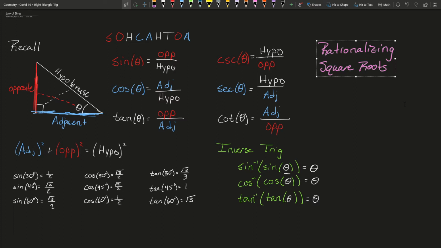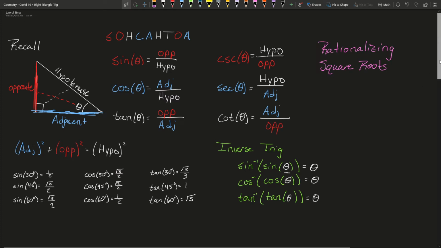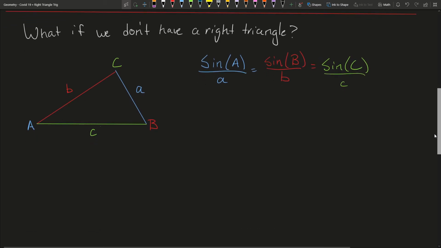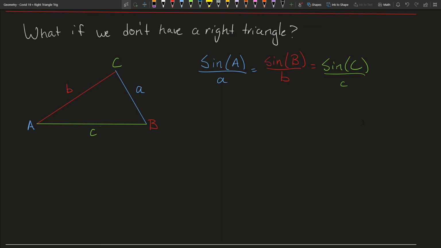Okay, what we're going to do today is get into triangles that are not right triangles. So what if triangles don't have a right angle? Well, if they aren't right triangles, then we can get this kind of pattern, which is called the law of sines.